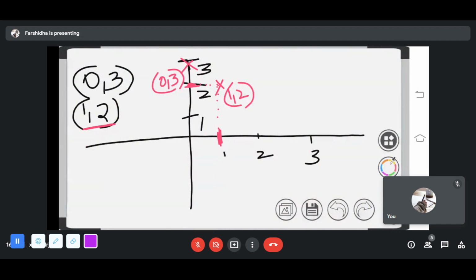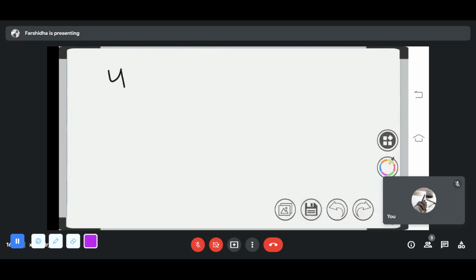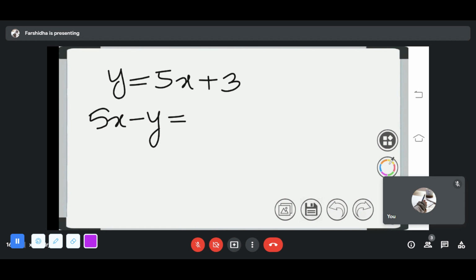Okay, wait. What was the equation we got? Y is equal to 5x plus 3, right? So I have written 5x minus y is equal to 3, but it's minus 3. See, 5x minus y: I'm taking this y to this side, so y will become minus y, and 3 will go to this side and become minus 3. I forgot to write this minus sign. So 5x minus y is equal to minus 3.